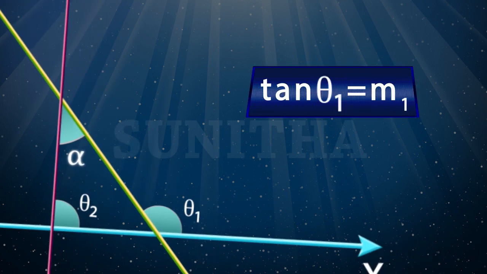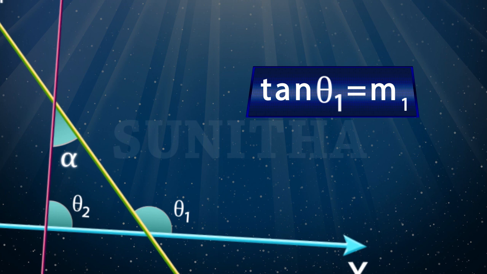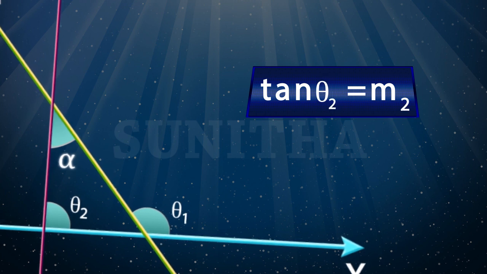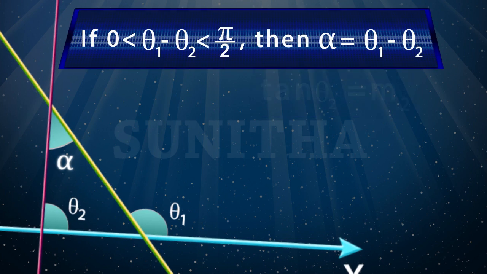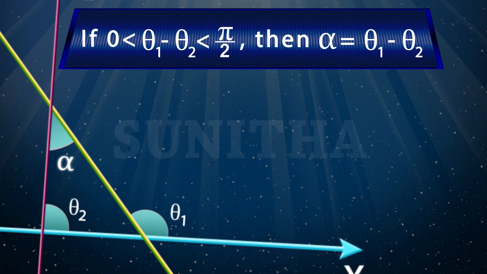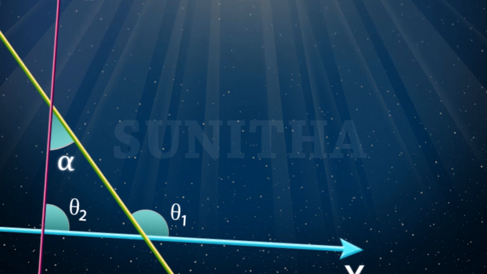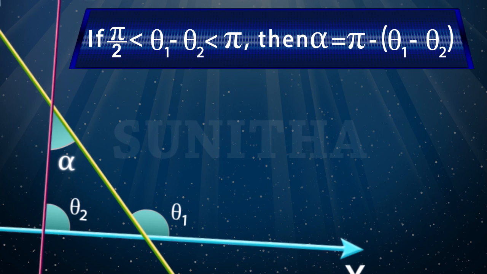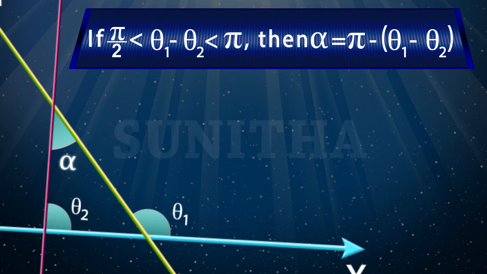Tan θ1 equals m1 and tan θ2 equals m2. If 0 less than θ1 minus θ2 less than pi upon 2, then alpha equals θ1 minus θ2. If pi upon 2 less than θ1 minus θ2 less than pi, then alpha equals pi minus (θ1 minus θ2).